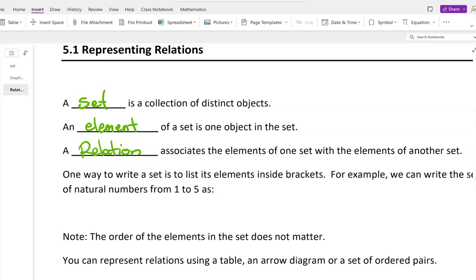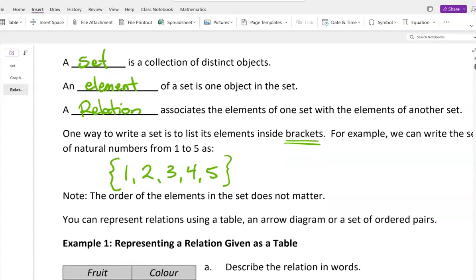One way to write a set is a list of its elements inside brackets. And we're going to talk a lot about this bracket idea because there's many different types of brackets and you need to use the correct ones. This is called a set bracket. And if I want the elements from 1 to 5 in a set, I list them like this. So these are the elements in the set 1 to 5 in brackets that we call set brackets. Now the order doesn't matter, but in this case I did them from least to greatest. So that's one way to look at a set.